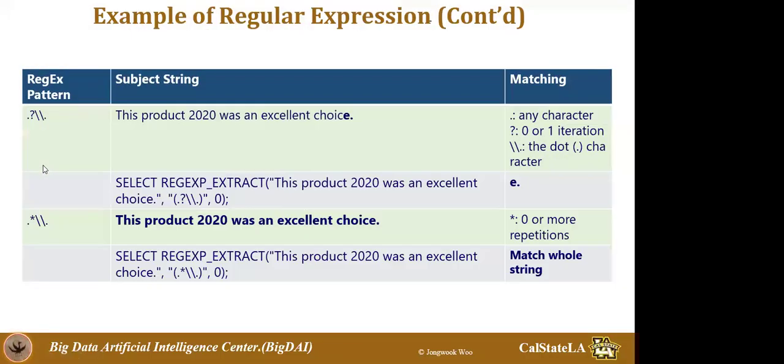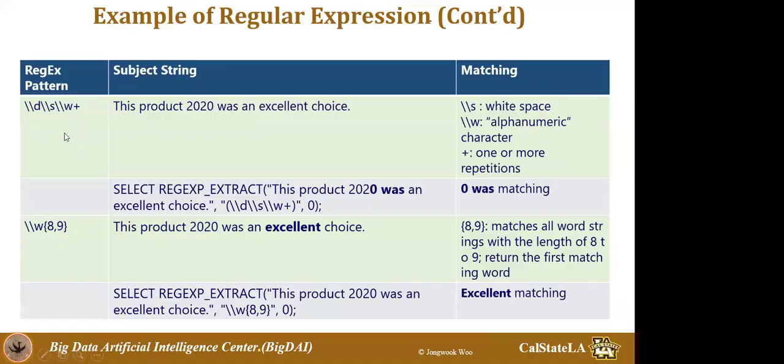Does it make sense? Okay. Now, let's look at another pattern. Now you have a double backslash D, so you can see, oh, this is digit, right? And then you have a double backslash S, and double backslash S is white space. Whenever you have a white space character, they can be represented with the backslash S. And also, if you see backslash W, it is alphanumeric character.